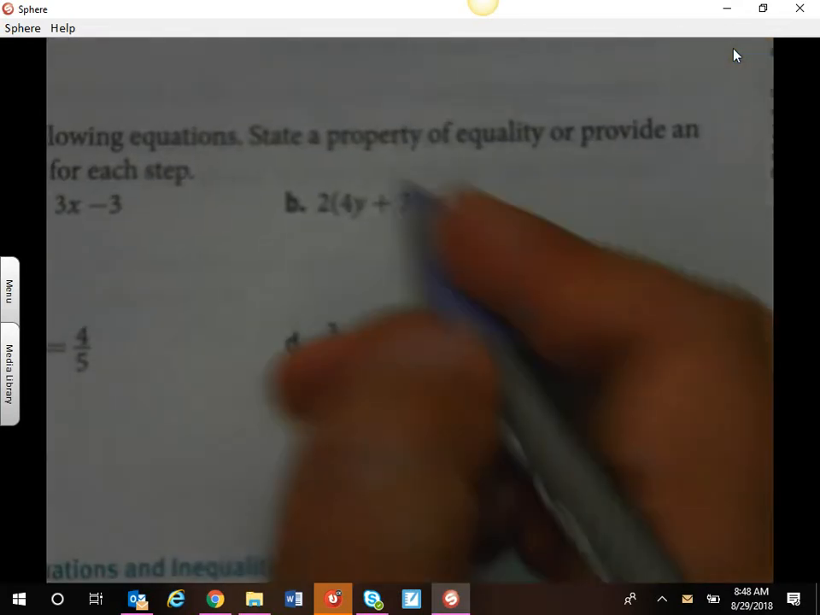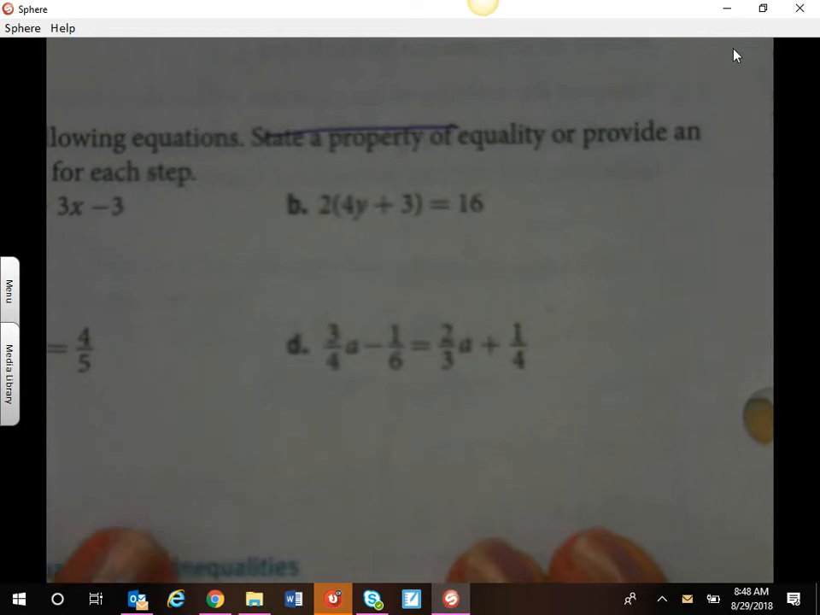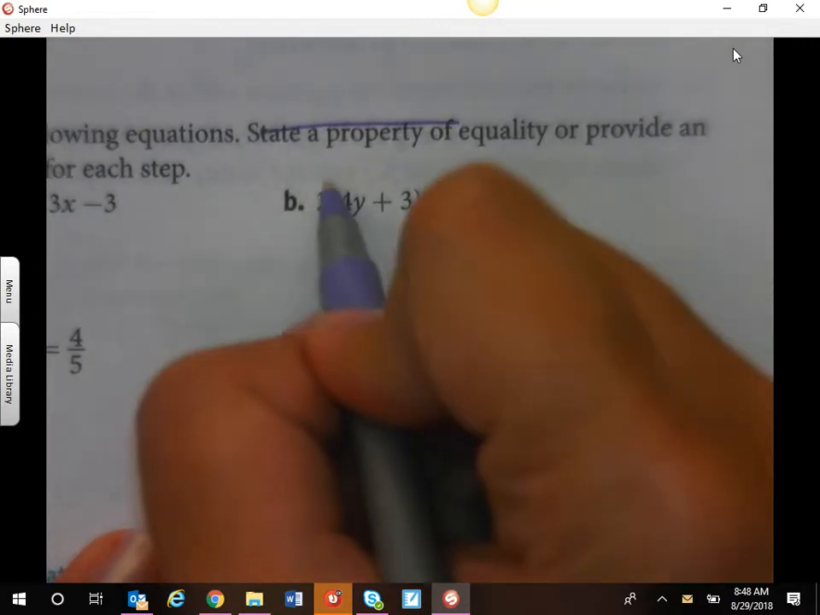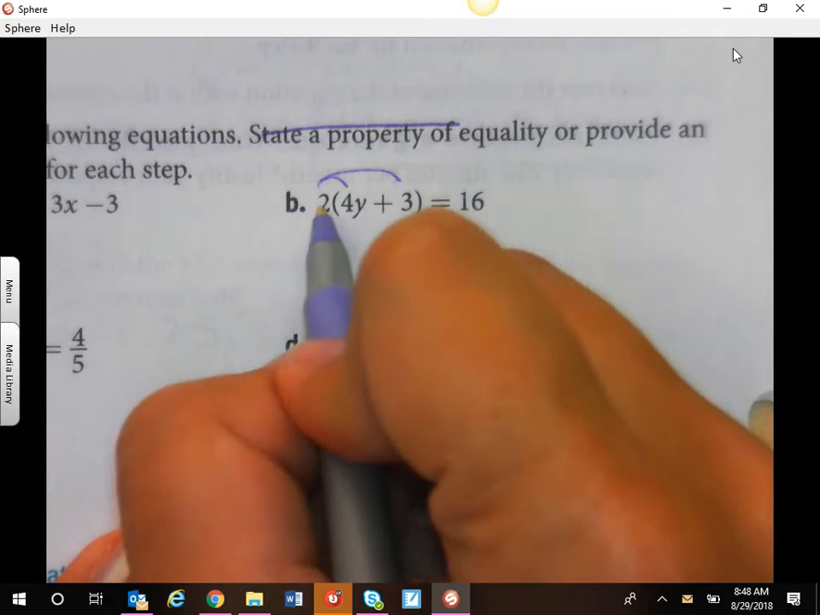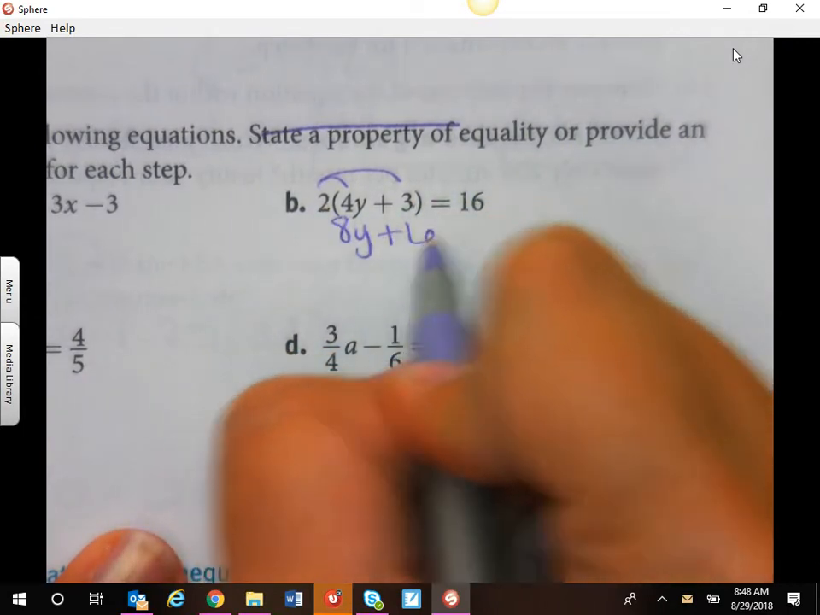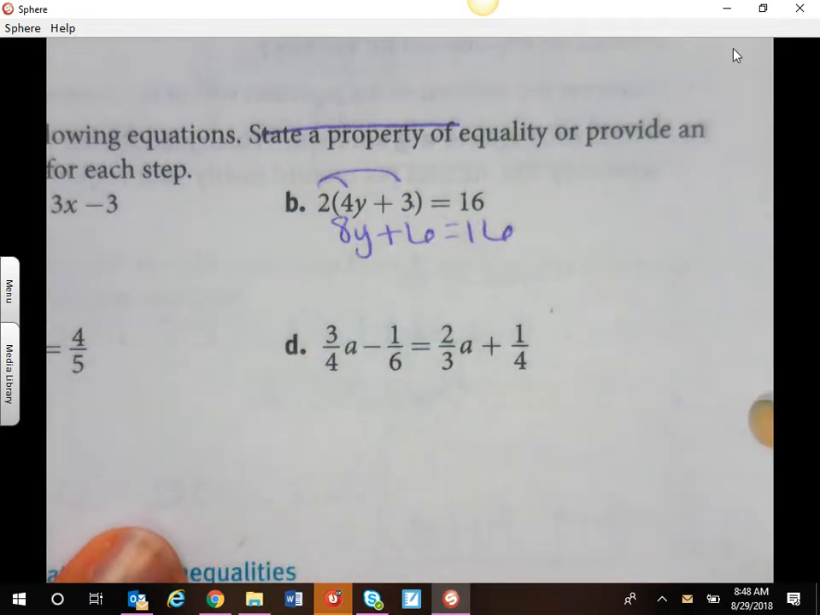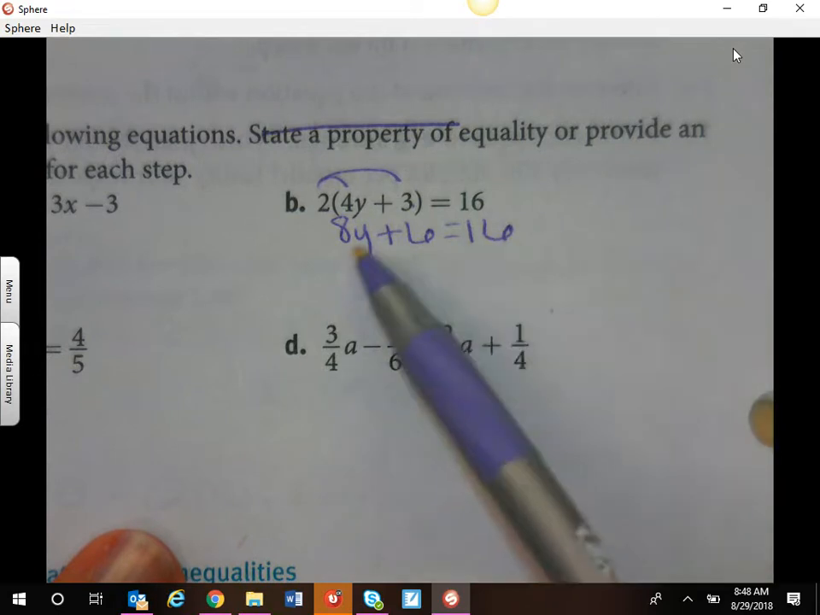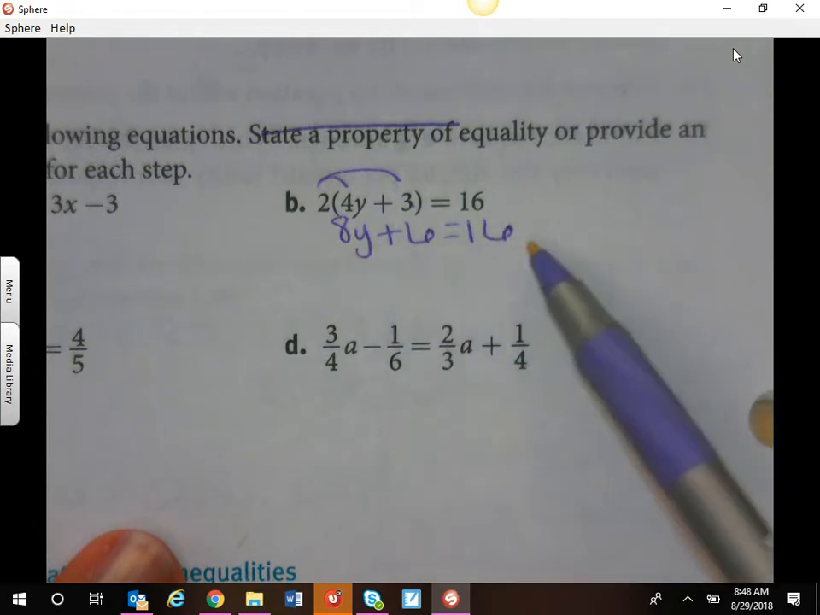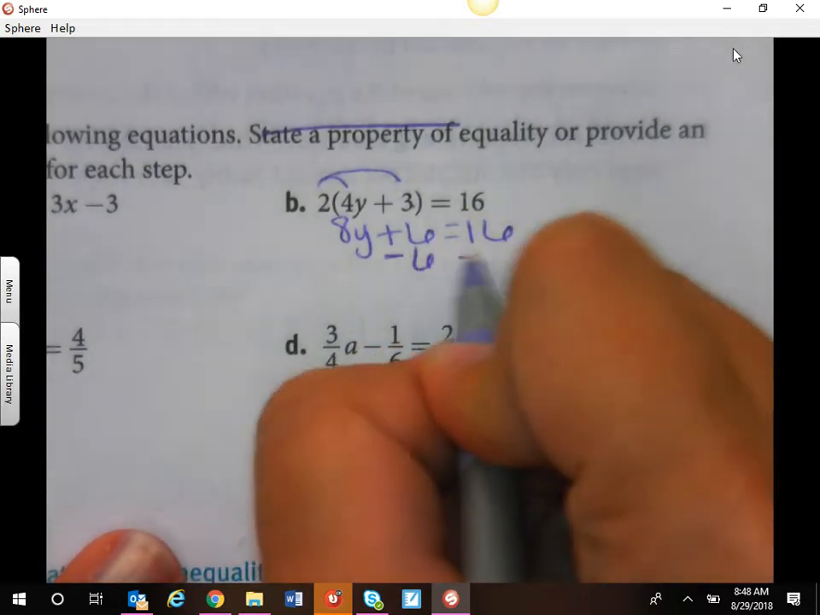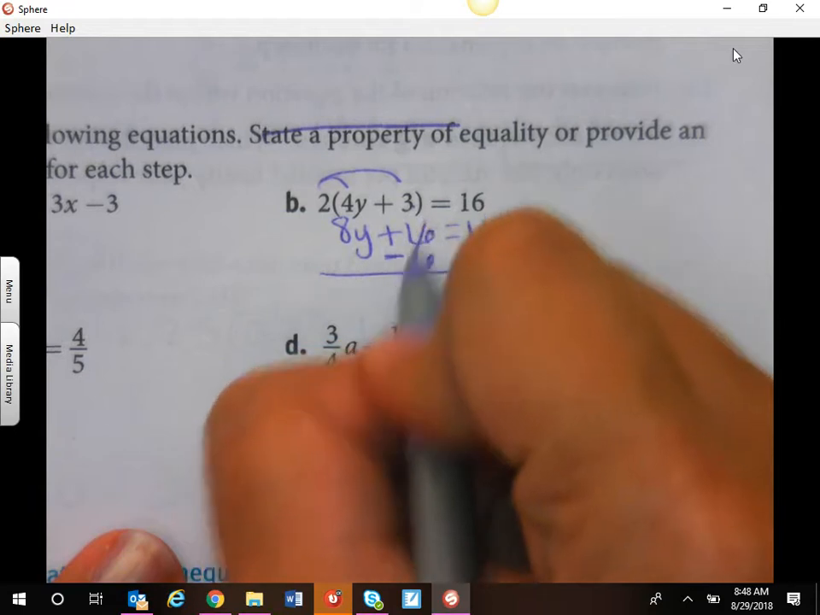We're not going to worry about stating the property. So our first step always, it's going to come into focus in just a minute, sorry about that, is distribute. So we're going to have to say 2 times 4y is 8y. 2 times a positive 3 is a positive 6 equals 16. So now we don't have like terms, we don't have variables on both sides. We skip to number 4, which is the inverse of addition and subtraction. So we're adding 6 to the equation, so we're going to subtract it.